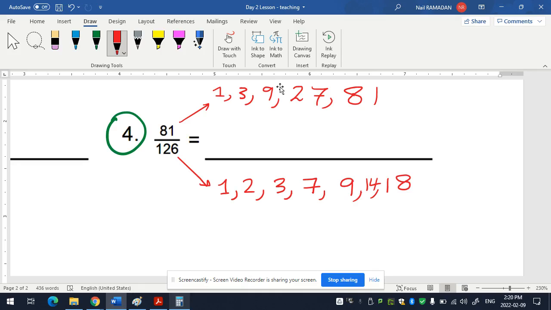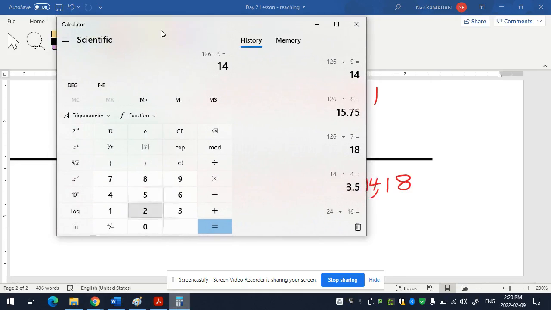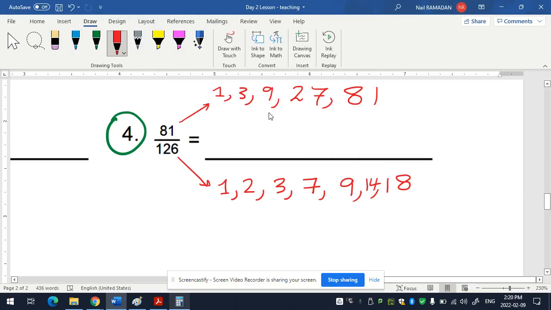10 doesn't work. 12, I don't know about 12. Let me see if 12 should be also shoved in between those two. 126 divided by 12, it doesn't. 13, really? No, 13 is not going to work. So 1, 2, 3, 7, 9, 14, 18. All right, what's my last number, by the way?